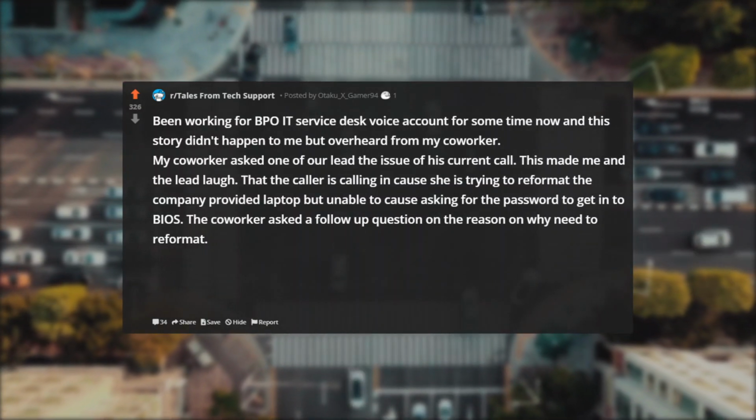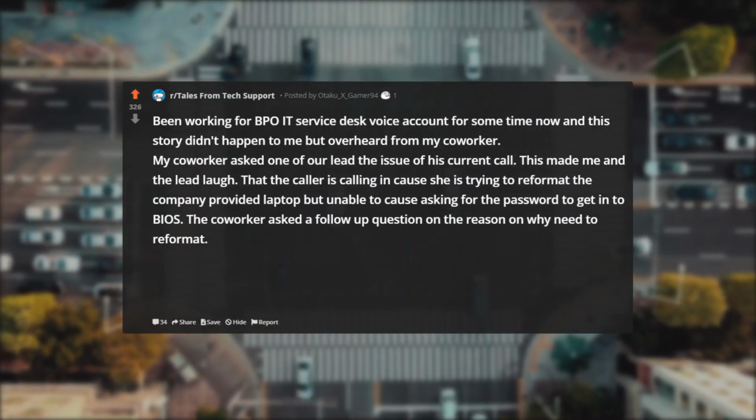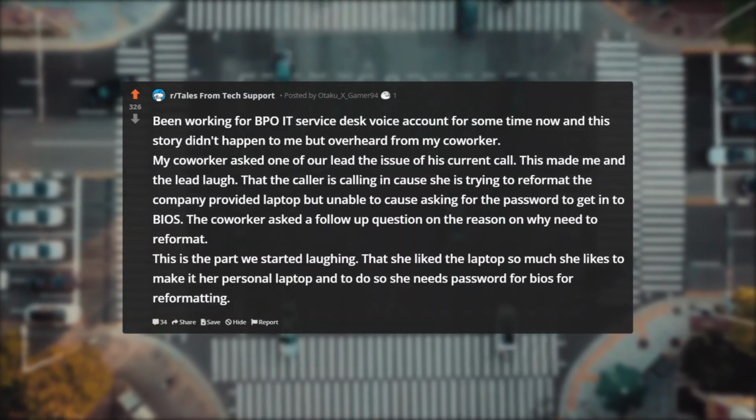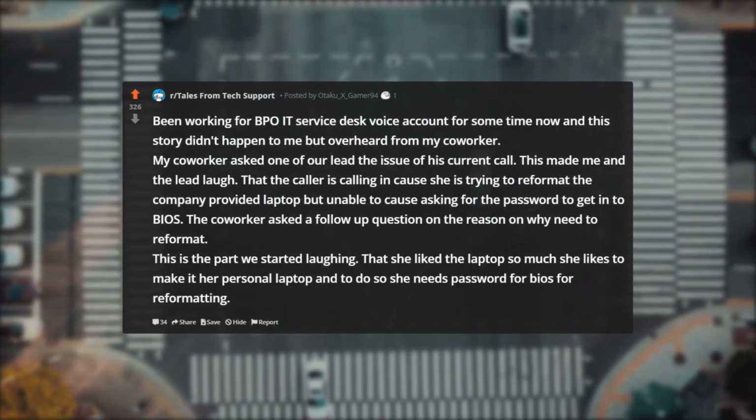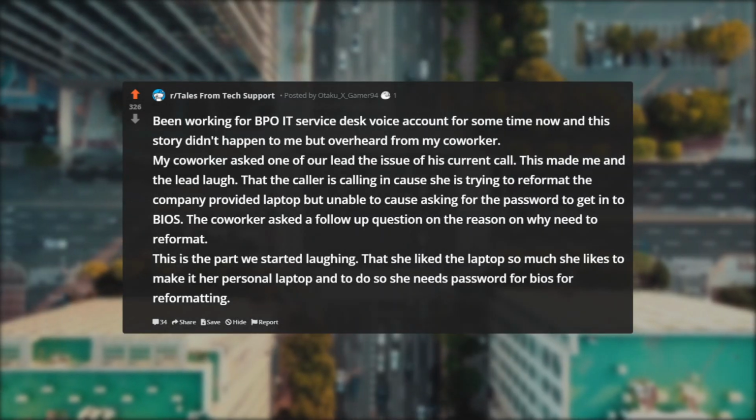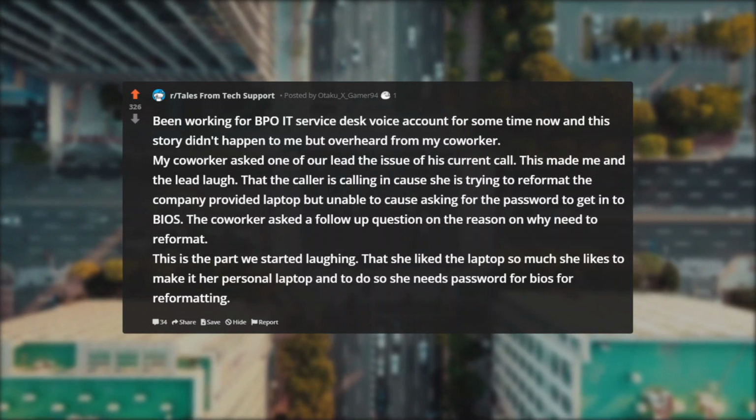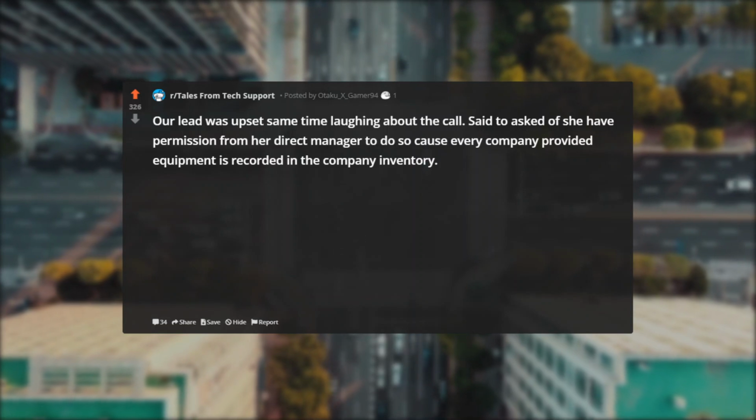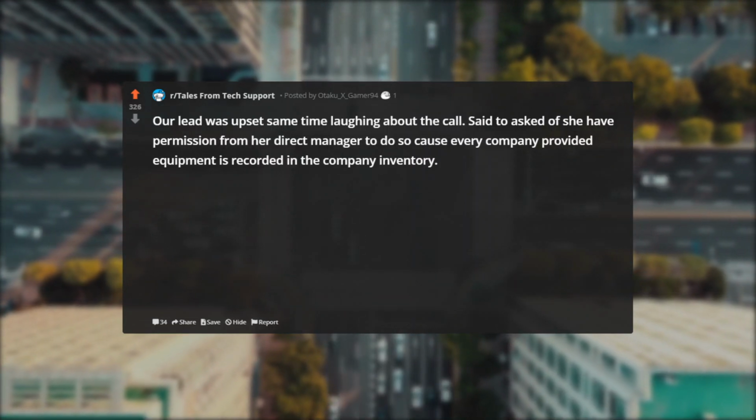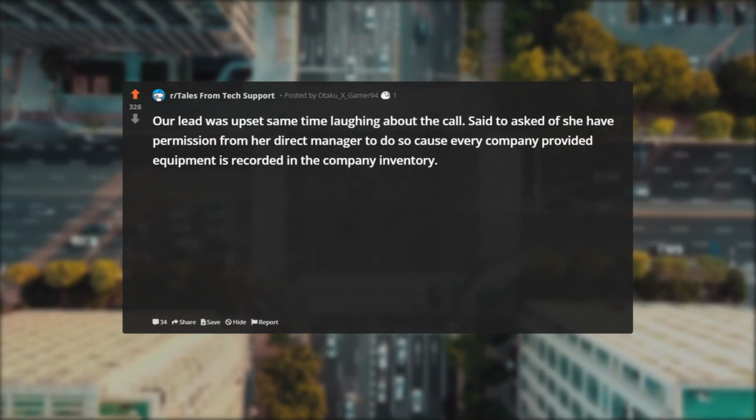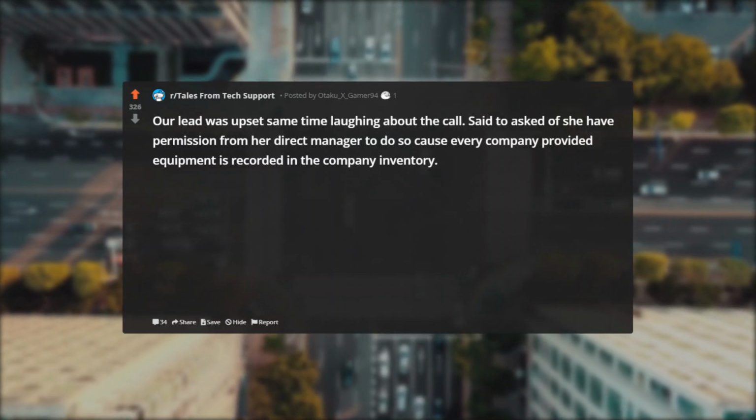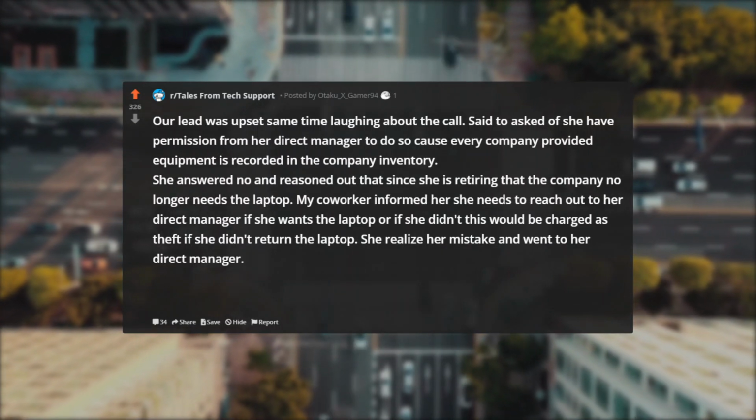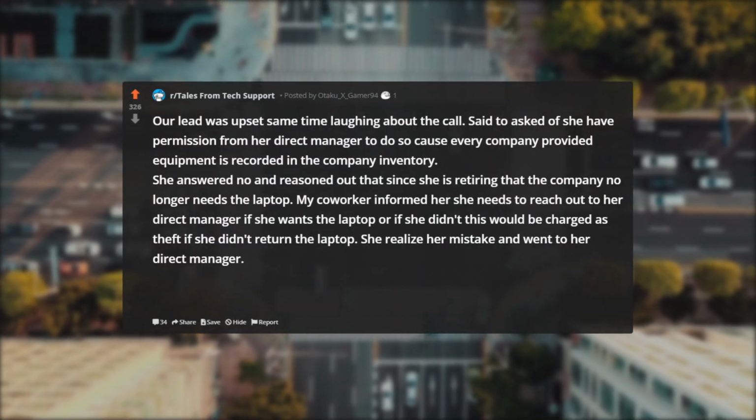The coworker asked a follow-up question on why she needed to reformat. This is the part where we started laughing. She liked the laptop so much she wanted to make it her personal laptop, and to do so she needs the password for BIOS for reformatting. Our lead was upset and laughing at the same time about the call. He asked if she had permission from her direct manager to do so, because every company-provided piece of equipment is recorded in the company inventory. She answered no and reasoned that since she is retiring, the company no longer needs the laptop.